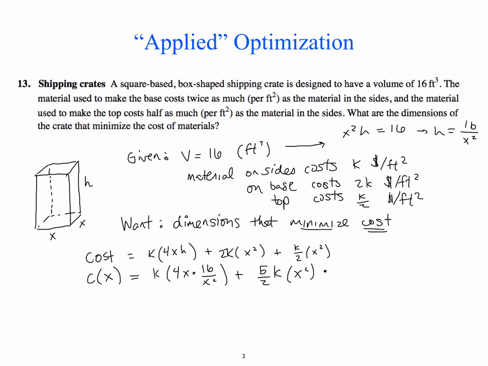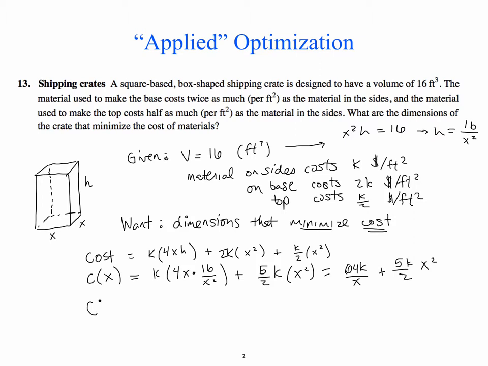I would clean it up just a little bit, but that's because I'm OCD and I don't like having to use the product rule when it's completely unnecessary. So instead of leaving this term as it's written, I would clean it up a little bit, and I would say that's 64k over x, and then plus 5k over 2 x squared.